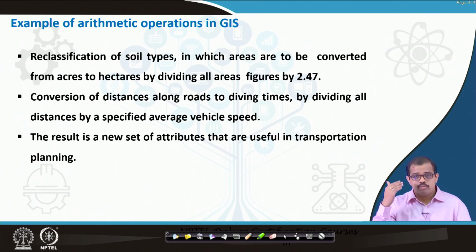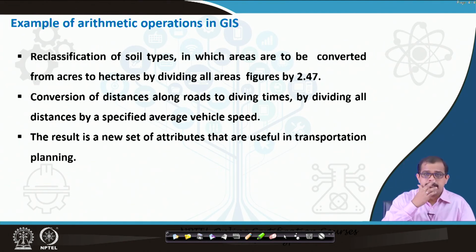But in case you want to reclassify anything, look extremely carefully at what kind of units are being used. For example, I am giving an example here with acres to hectares, by dividing all figures by 2.47. That is how we convert acres to hectares. Then, converting distance along the roads to times is done by dividing all distances by a specified average vehicle speed. So you can do that. The only thing is, using arithmetic operations is much easier. You do not need to repeat these operations manually like you do in an Excel sheet.